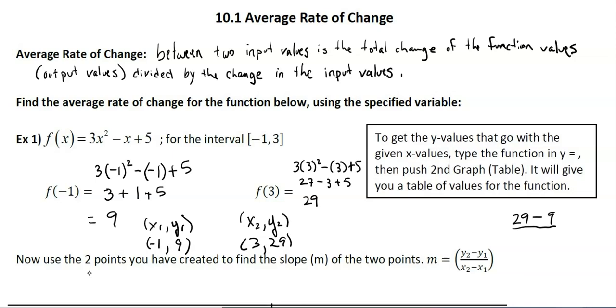And so we've taken 29 minus 9, and now we're going to take 3 minus -1. 29 minus 9 is 20, and subtracting -1 makes it +1, so 3 plus 1 is 4, and so 20 divided by 4 is 5. So the average rate of change, which is the same as the slope, is 5.